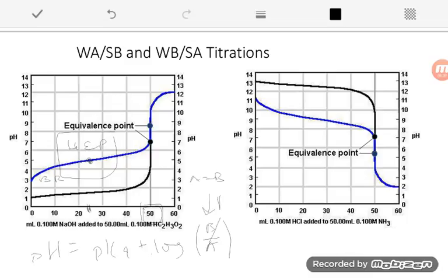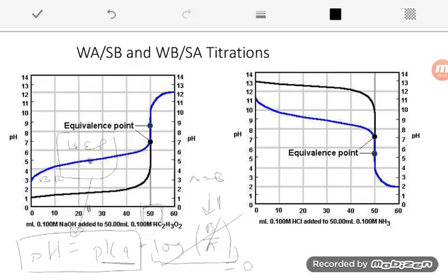The log of 1 is equal to 0, so this whole piece goes away. So at the half equivalence point, my pH is equal to my pKa. And that means by looking at one of these curves, if I identify the half equivalence point, I can also identify the pKa and thus the Ka of the weak acid.